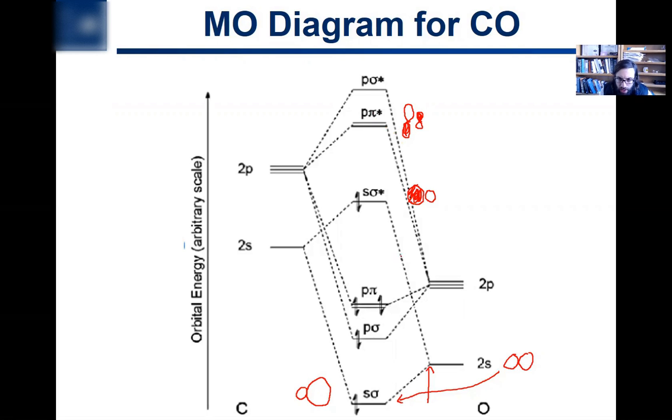And then for this pi orbital here, this is going to be a bonding interaction. One of them would look like that, okay? Where the oxygen is going to have more electron density. So the electrons in that molecular orbital, in this case, are going to spend more time located near the oxygen atom as opposed to the carbon atom.